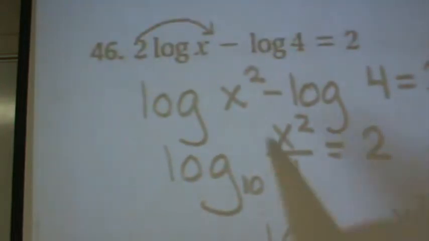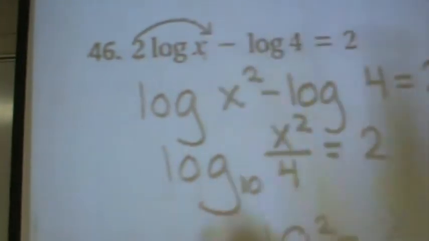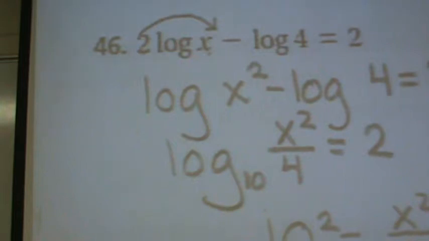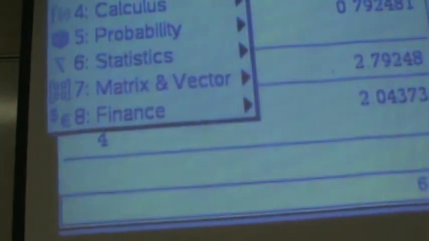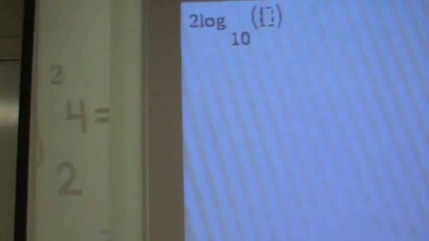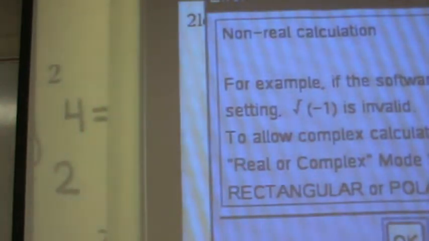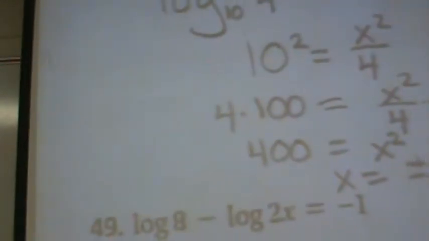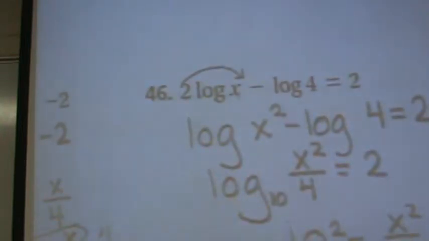Negative 20 is going to be an extraneous solution. I want you to take your calculator and type in 2 times the log of negative 20. Tell me what your calculator says. It says error. It's a non-real calculation. We haven't talked about this yet, so I'm introducing this to you. Negative 20 is an extraneous solution.